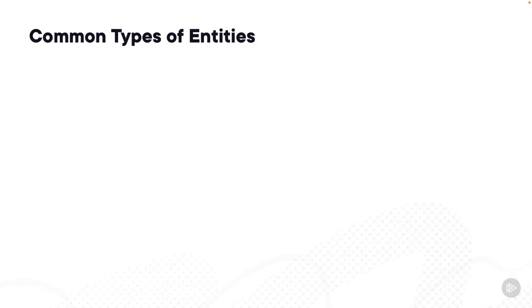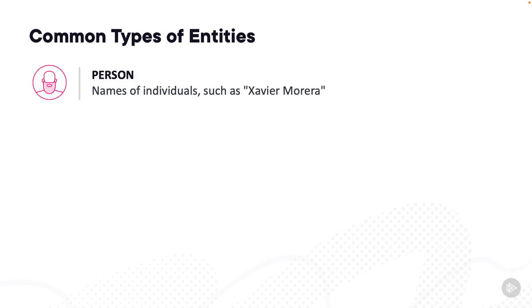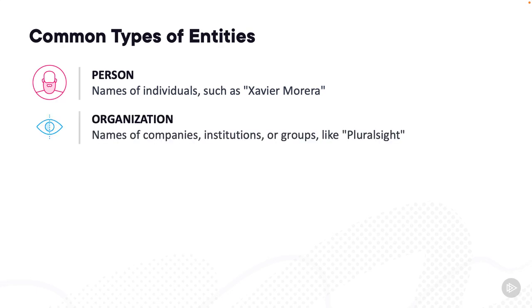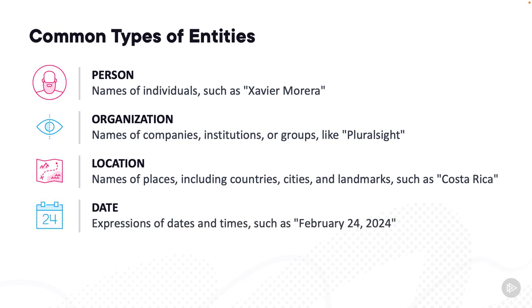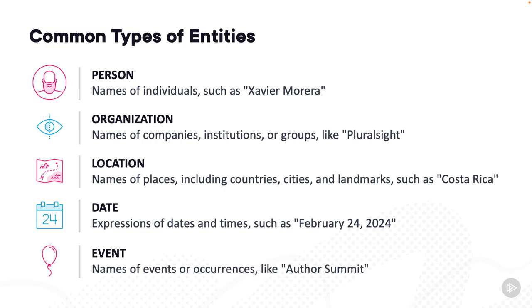Some of the common types of entities that are recognized are person, which are names of individuals, such as Xavier Morera; an organization, that includes names of companies, institutions, or groups like Pluralsight; a location, that's names of places, including countries, cities, and landmarks, such as Costa Rica; the dates, which are expressions of dates and times, such as February 24, 2024; and then an event, for example, like the Authors Summit.